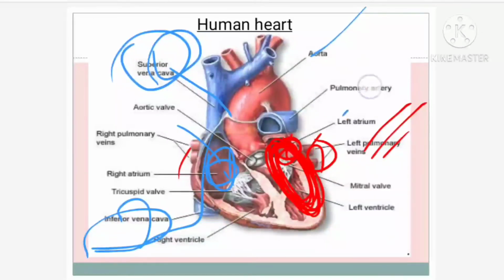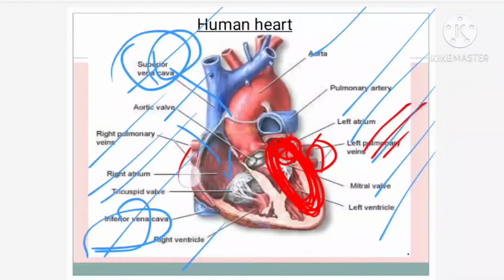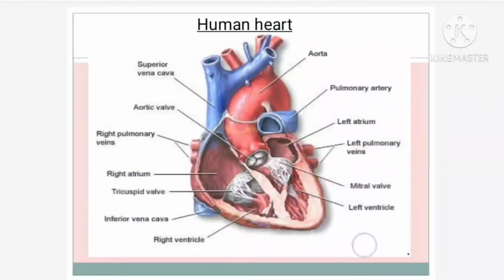You know what is aorta, you know what is pulmonary artery, left atrium, left pulmonary vein, mitral valve, left ventricle, right ventricle, inferior vena cava, tricuspid valve, right atrium, right pulmonary vein, aortic valve and superior vena cava. So all the parts I have dealt, and all these parts are very important, and you should know the left is the one which is carrying the oxygenated and the right is the one which is carrying the deoxygenated blood. Oxygenated means oxygen rich and deoxygenated means carbon dioxide rich blood.